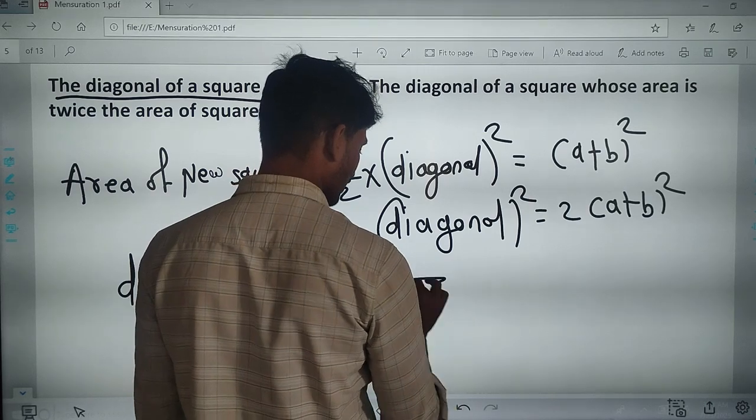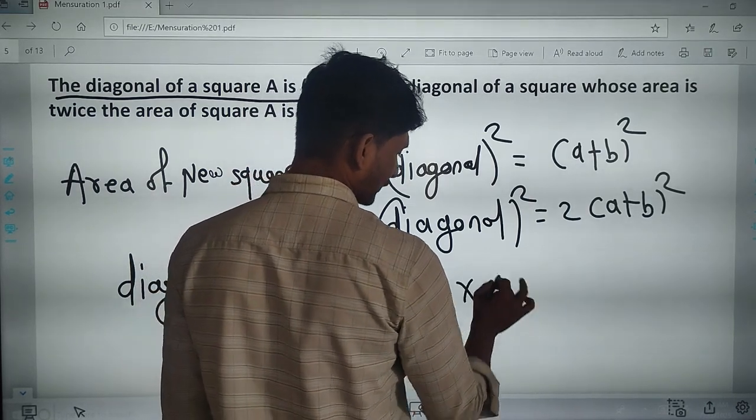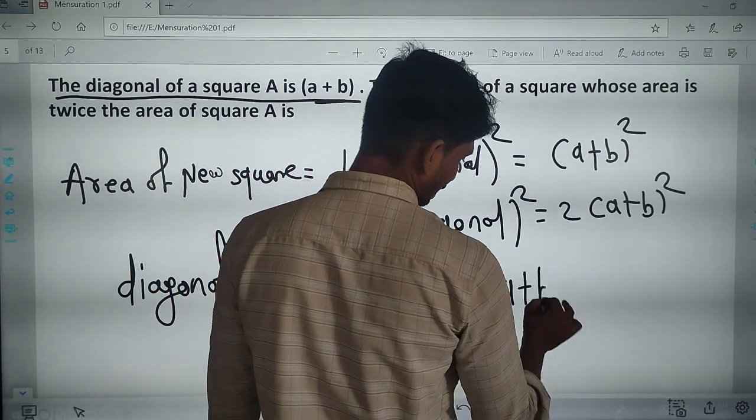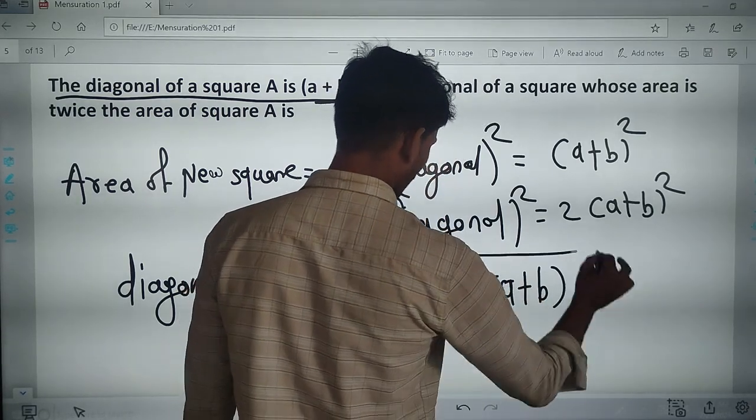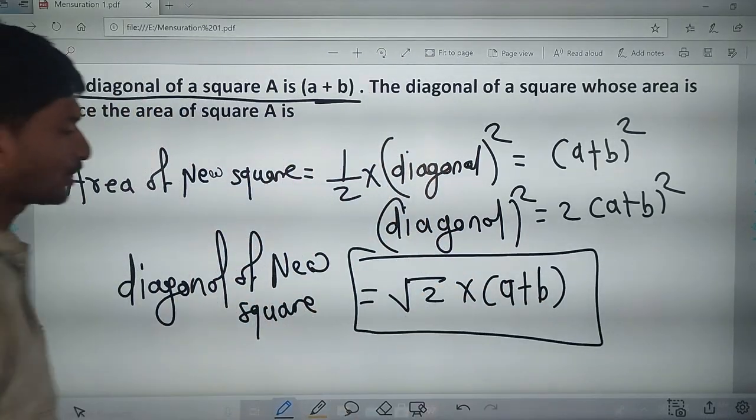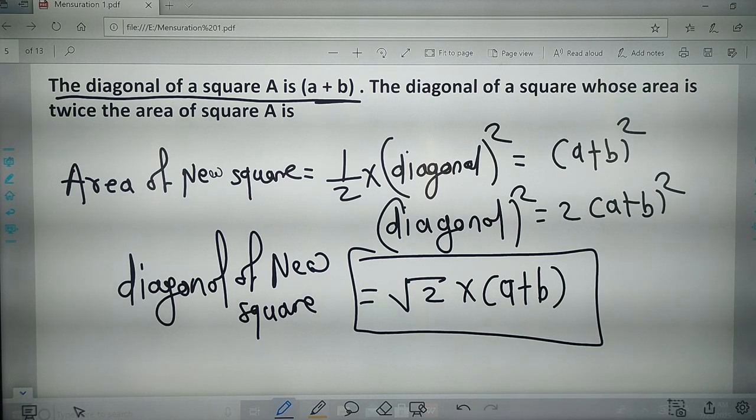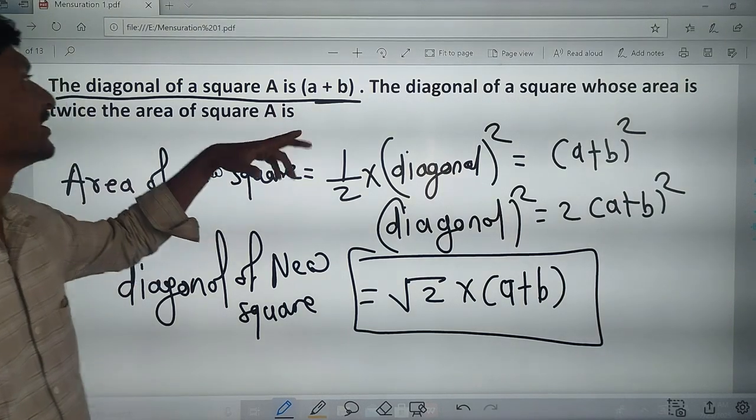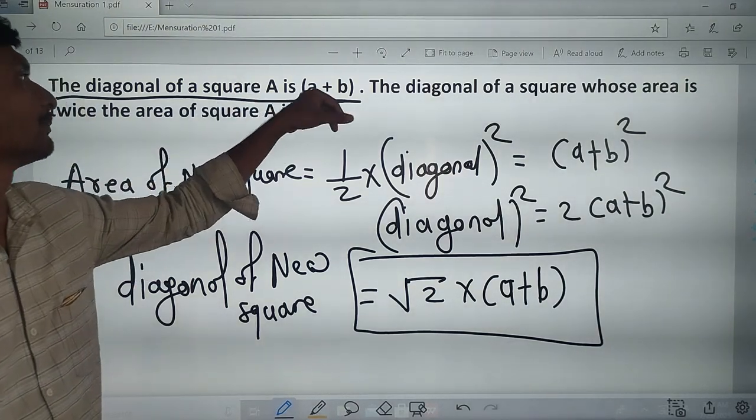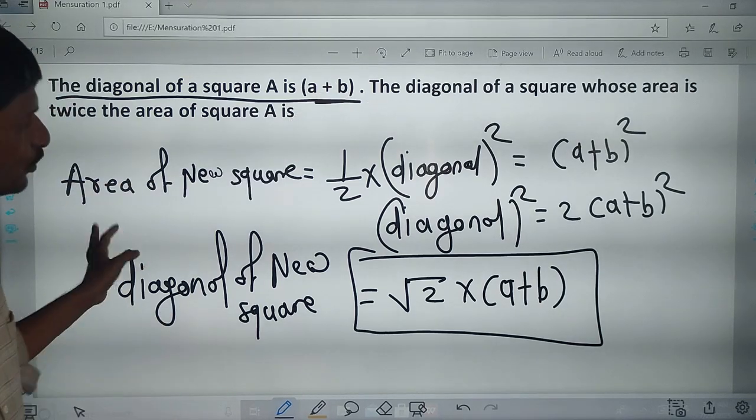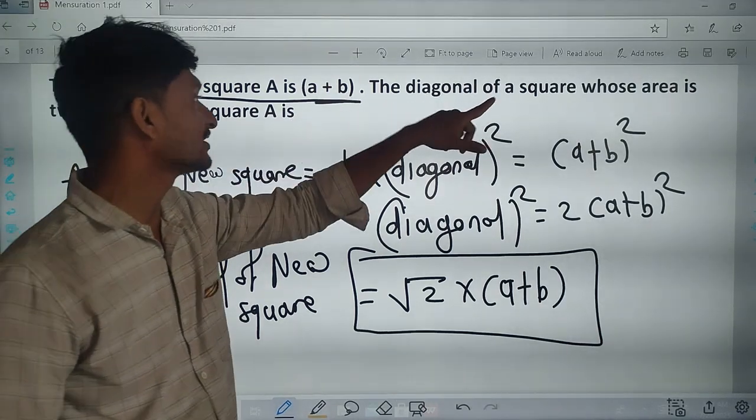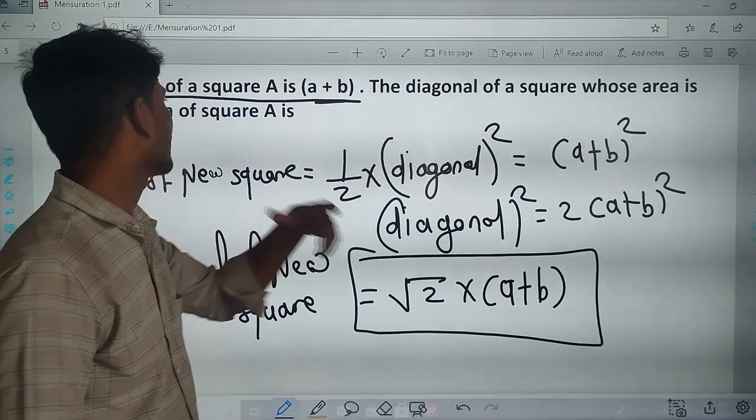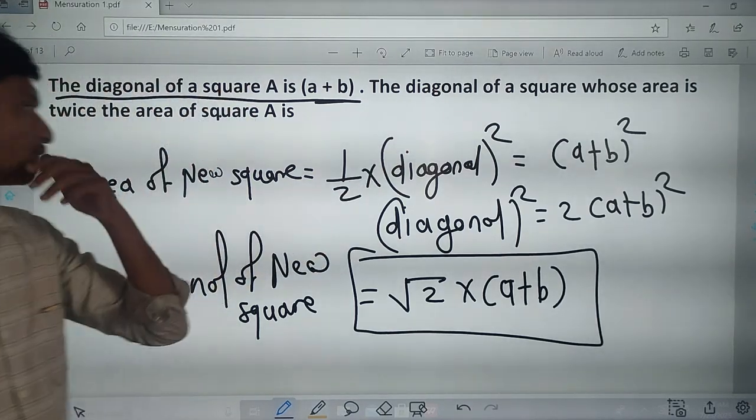Then diagonal of square is equal to root 2 into (a plus b). Then diagonal of new square is equal to root 2 into (a plus b). Firstly find area of square a, that is half into (a plus b) whole square. Then the new square has area twice the area of square a.